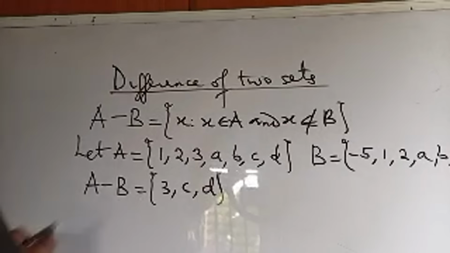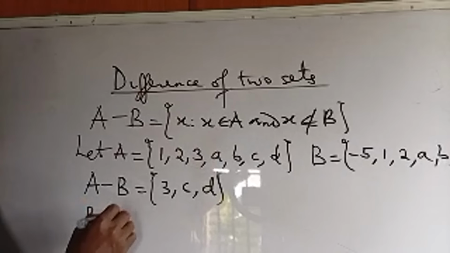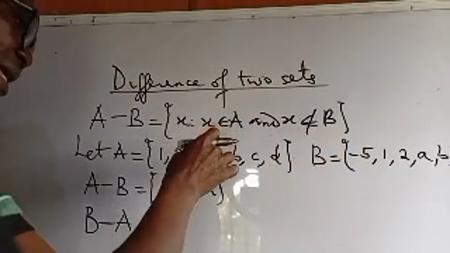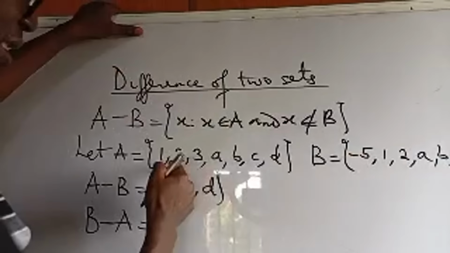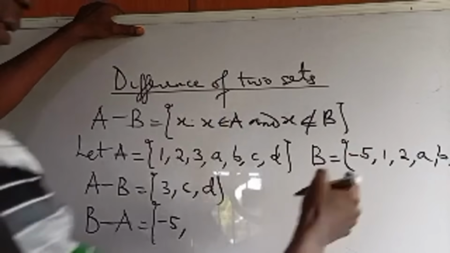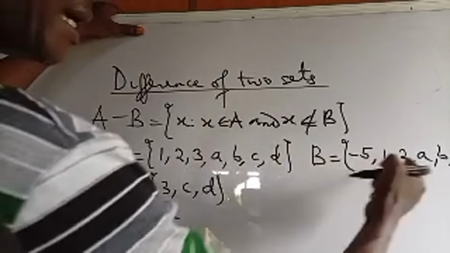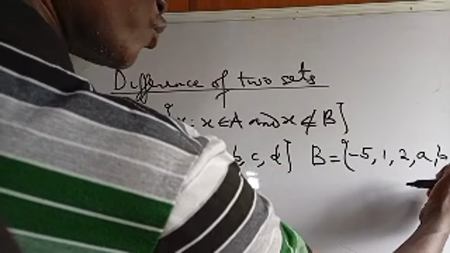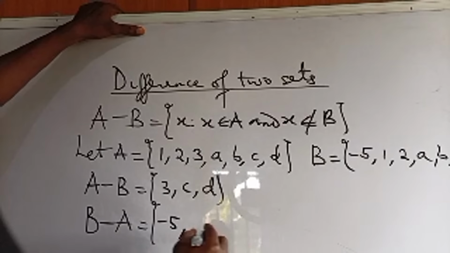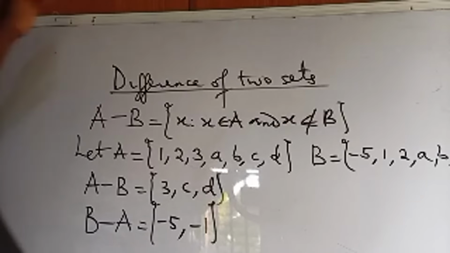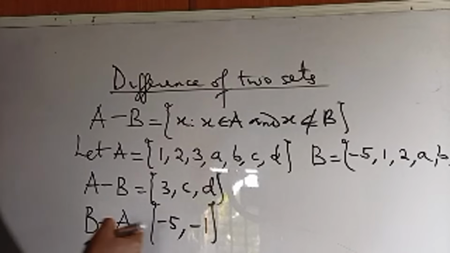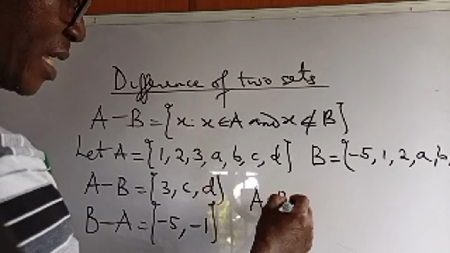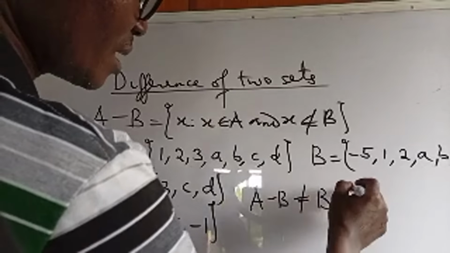Now let's find B difference A also: the elements in B that are not in A. Minus 5 is in B, it's not in A. Then 1 is in A, 2 is there, a is there, b is there. Minus 1 is in B, but it's not in A. So these are the elements in B which are not in A. Can we say they are the same? They are not. So A difference B is never the same as B difference A.